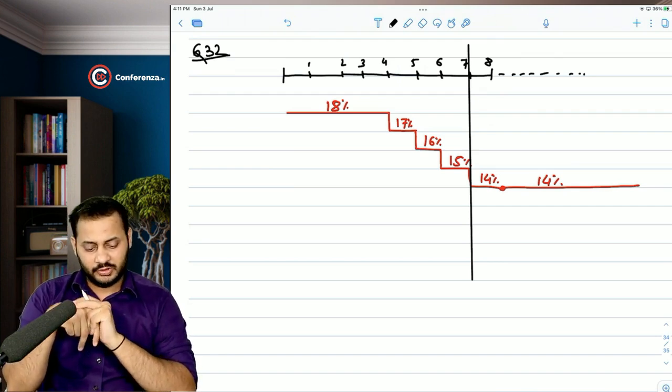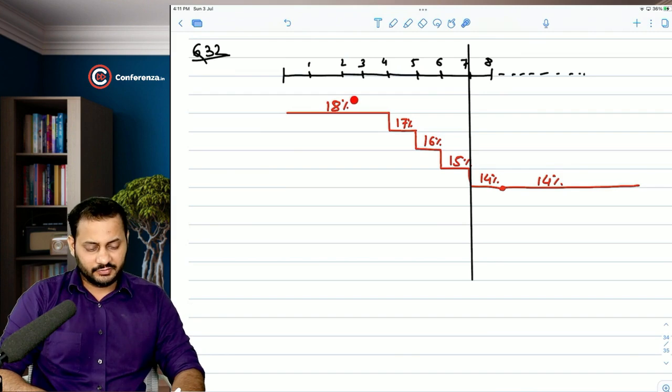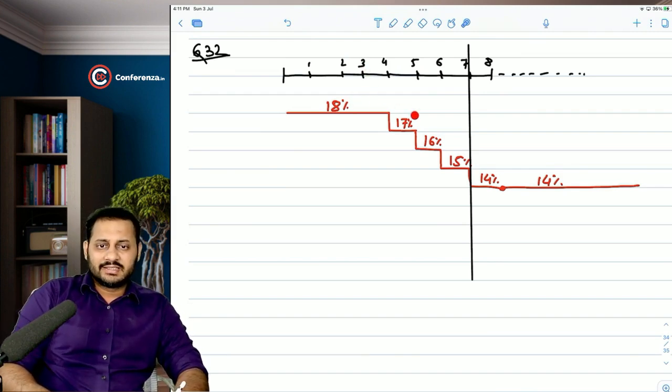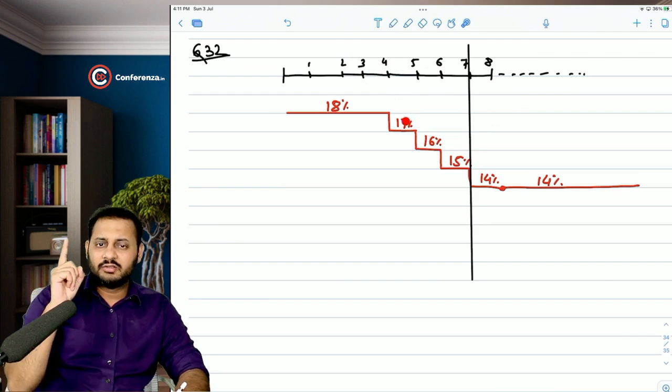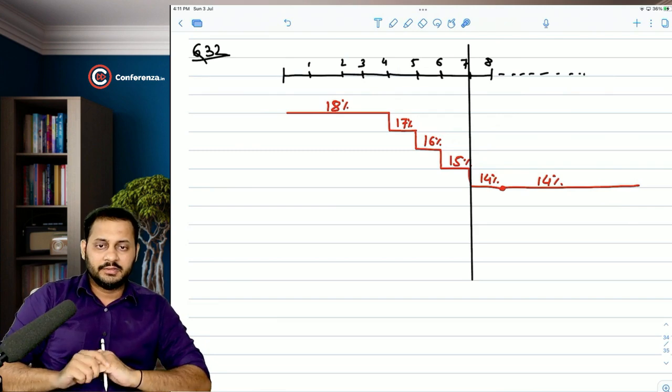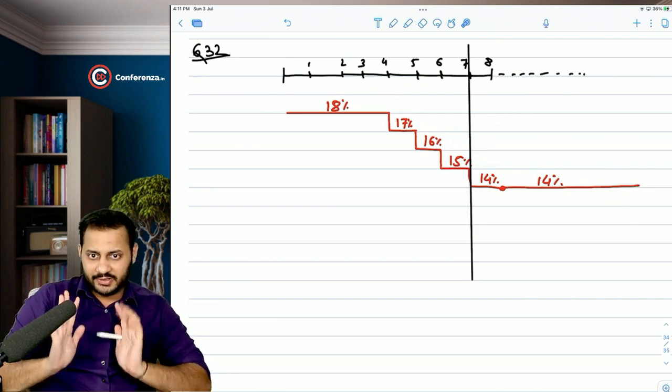Okay, so there are different phases. The first phase is of 4 years where the growth rate was 18%. Second phase, 1 year, 17%. Third phase, 1 year, 16%. Fourth phase, 1 year, 15%. Fifth phase, perpetuity, 14%. Okay, so this is how it is, this question, entire question.